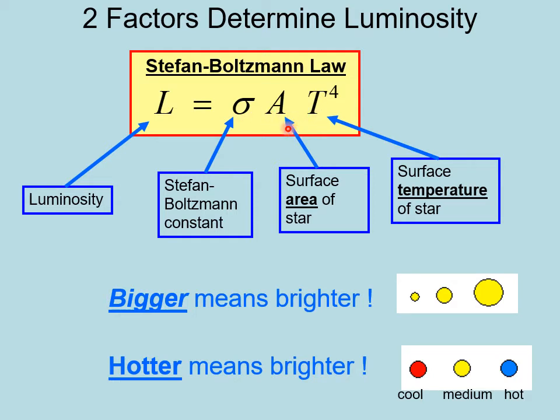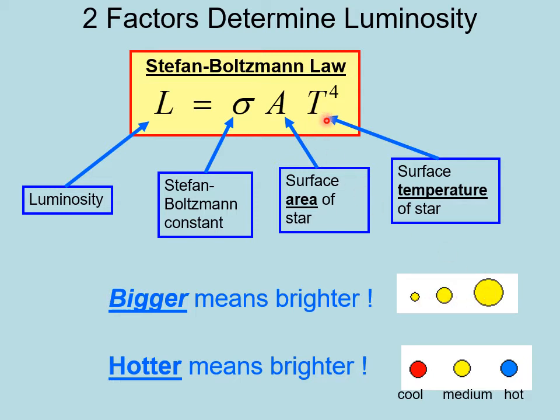So these are the 2 things that affect the brightness. One is A, which is the surface area of the star, and the other is T, which is the surface temperature of the star. So in other words, a bigger star is going to have more area and therefore will be brighter. It has more surface that's emitting light. So if we have 3 stars here that are all the same temperature, let's say they're 3 yellow stars, the big one here is going to be brighter than the small one here, just because its larger surface area is giving off more light.